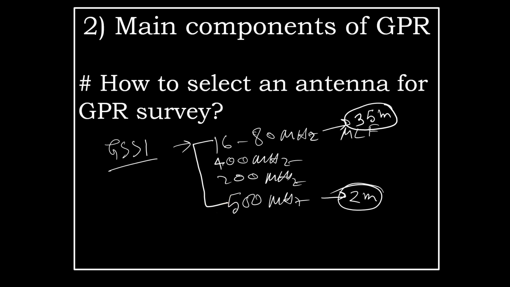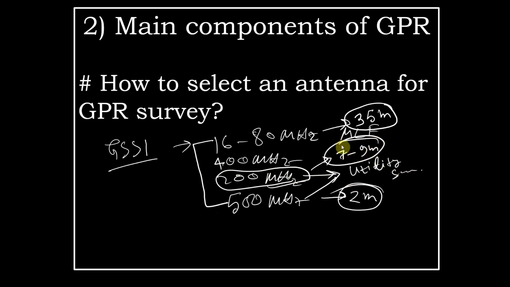For civil engineering applications, the 200 megahertz antennas are also used, or the 500 megahertz antennas are mainly used for the utility survey. 200 can be used also for some shallow subsurface investigation, because it will give you the depth up to 7 to 9 meter. So you can map up to 7 to 9 meter depending on the site condition.